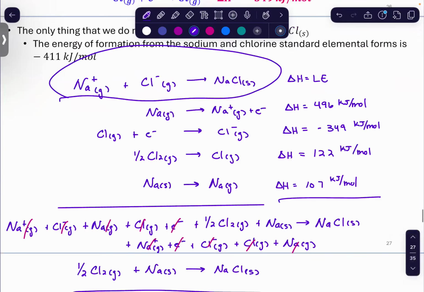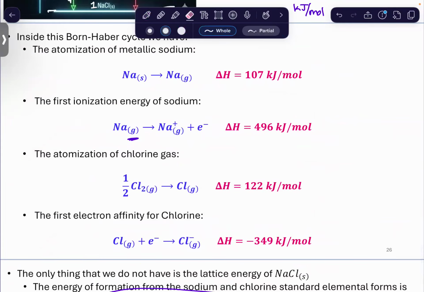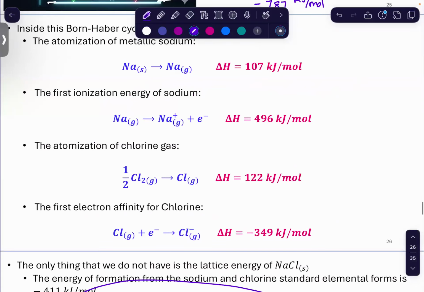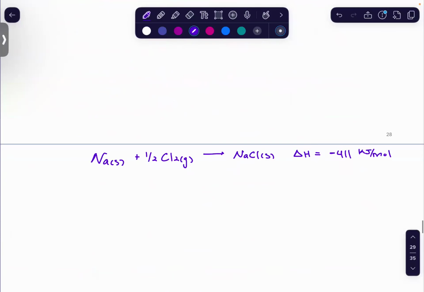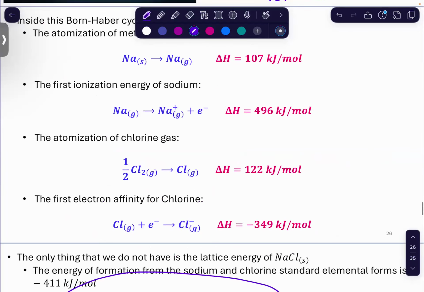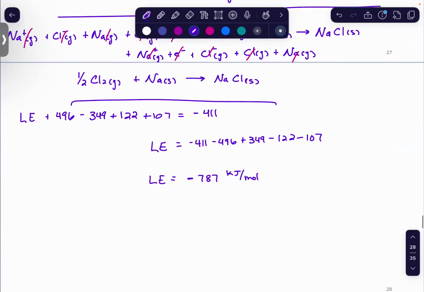Okay, so we go back up and we look at all of these. So these are where I'm going to be getting everything else from. I'm just going to be putting them in a way that will get us where we need to go. So, for example, you notice I have 1/2 Cl2 gas on the left. I actually need to get 1/2 Cl2 gas on the right now. So that means I'm going to take this equation, the atomization, and if you look, that's this equation, but I flipped it. So you remember if I flip it, that means I'm going to change the sign on this delta H.